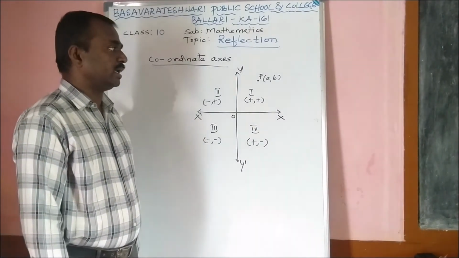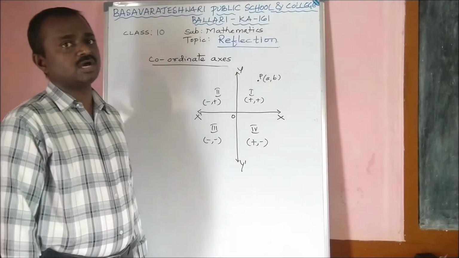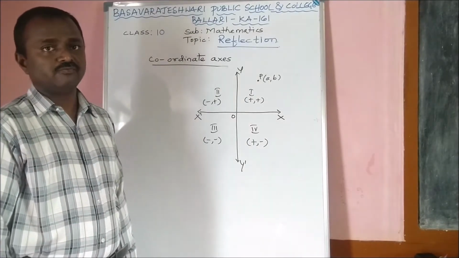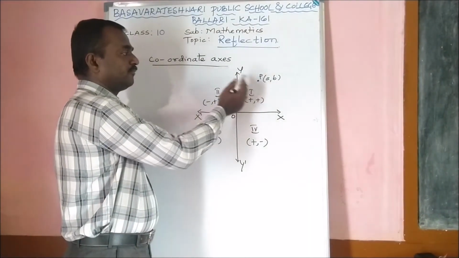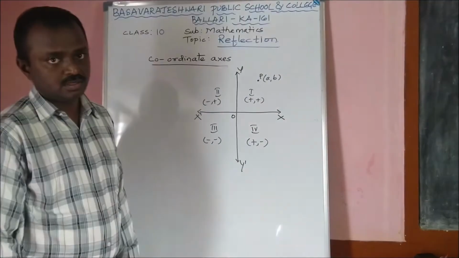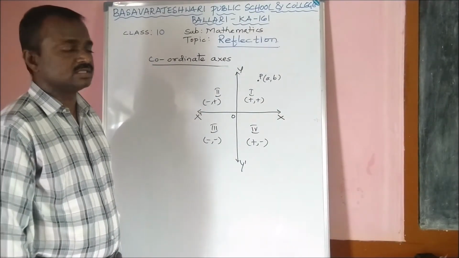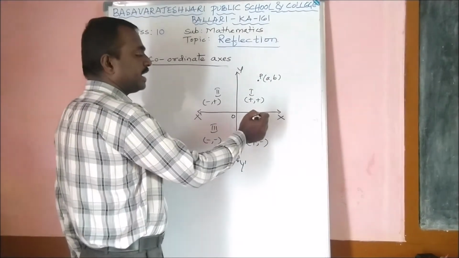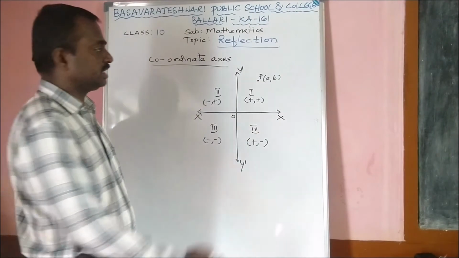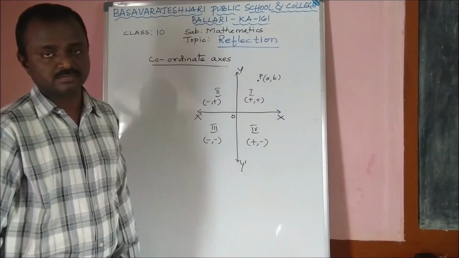Now how to locate the coordinates of the point P? It is denoted by a comma b. So what does a represent? It is the distance of point P from y axis. What is b? The b represents the distance of point P from x axis. Understood?